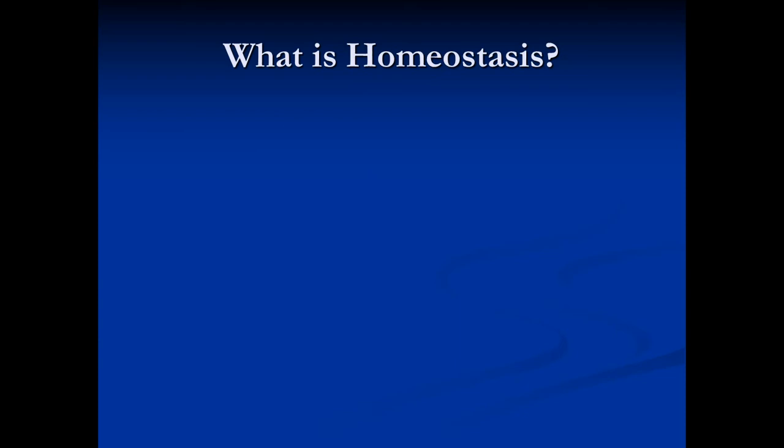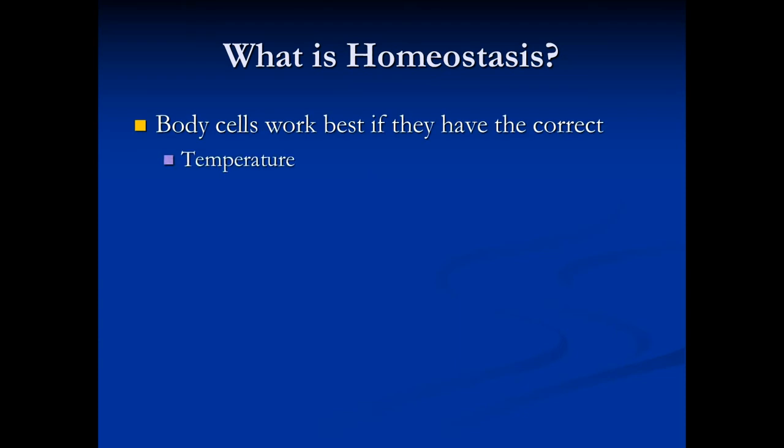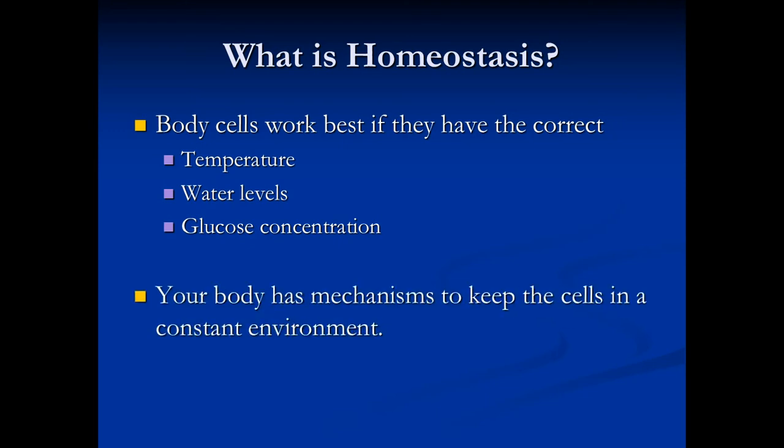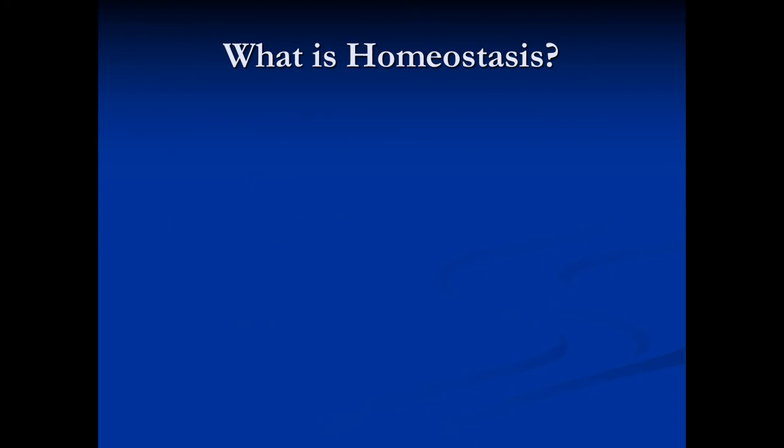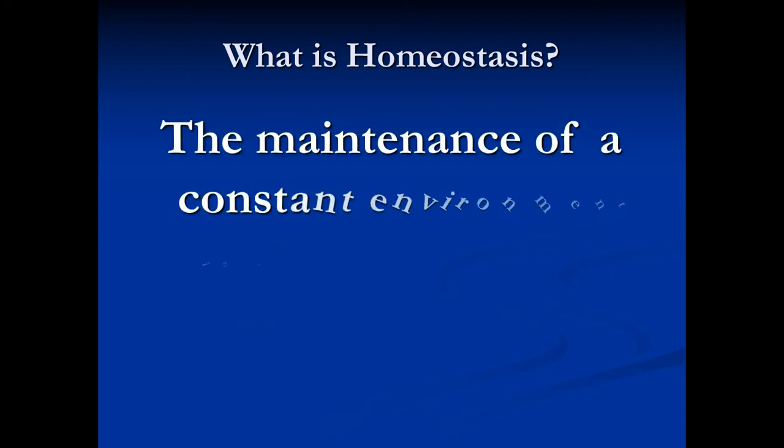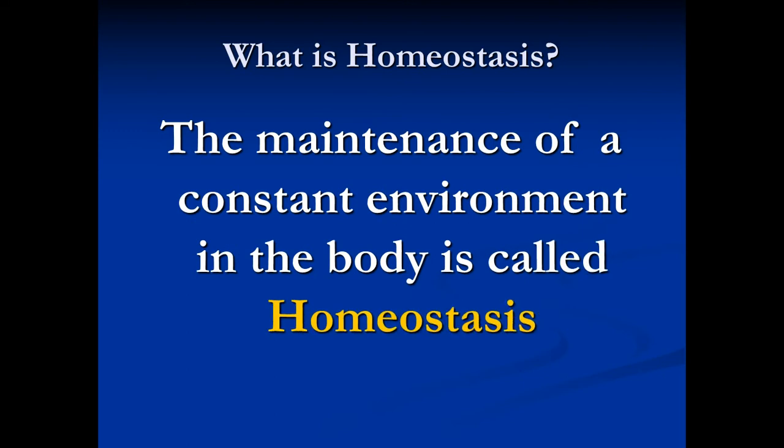So what is homeostasis? Body cells work best if they have the correct temperature, water levels, and glucose concentration. So throughout this presentation, we're going to be talking about how your body maintains the same temperature, the same water levels, and the same glucose concentration. Your body has certain mechanisms to keep the cells in a constant environment, to keep everything the same. The maintenance of a constant environment in the body is called homeostasis.